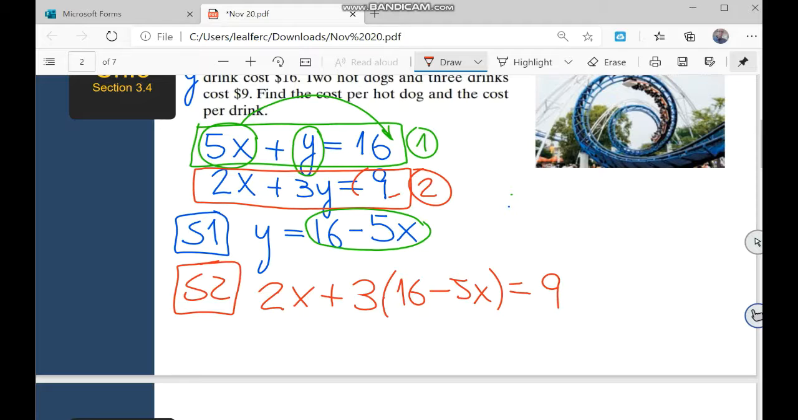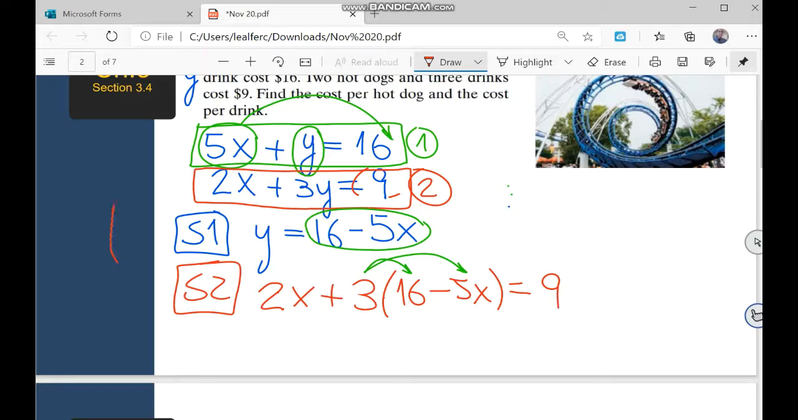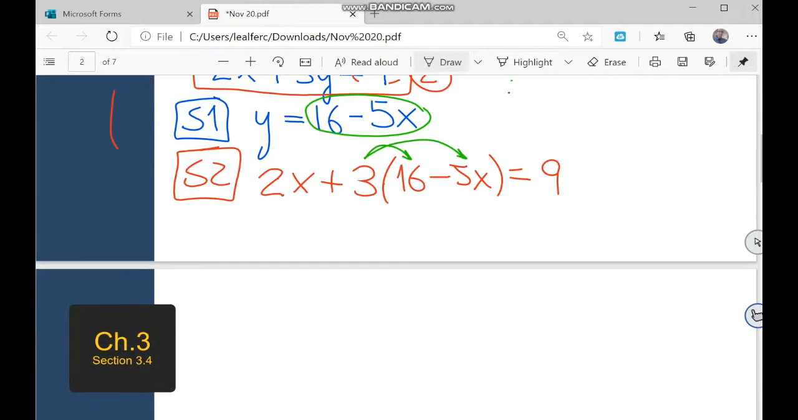To complete step number 2, what you have to do here is apply the distributive property and simplify. Let's simplify by applying the distributive property: 2x, repeat, plus 3 times 16. 3 times 16 is 48. 3 times negative 5x. 3 times negative 15. x equals 9.